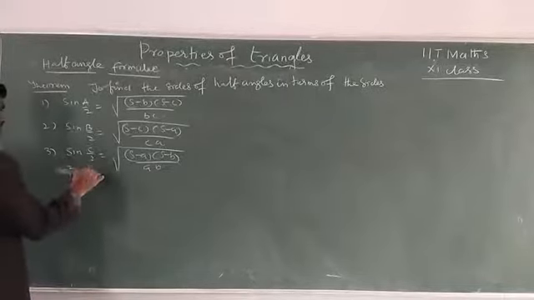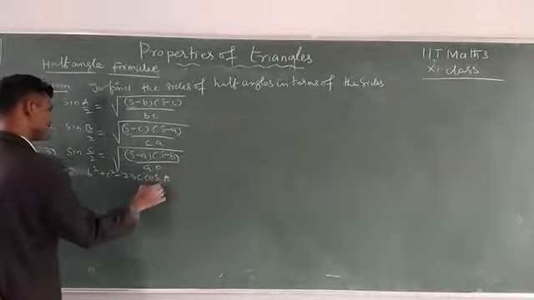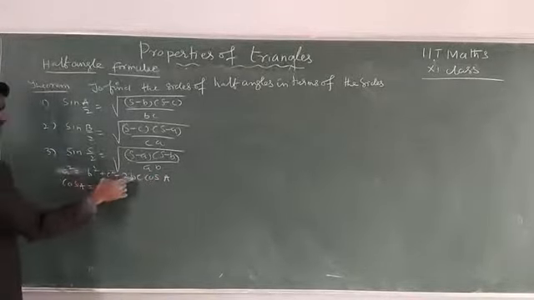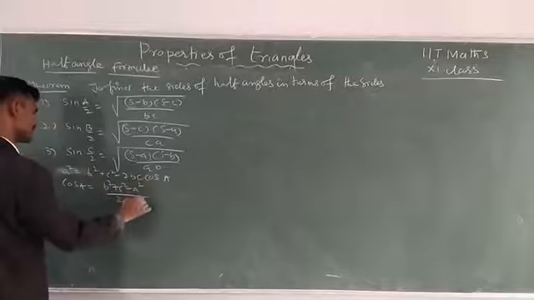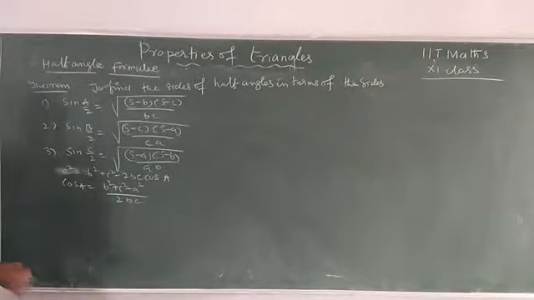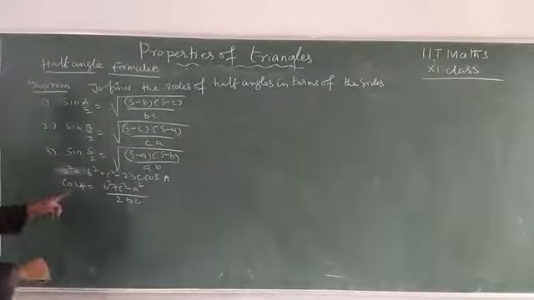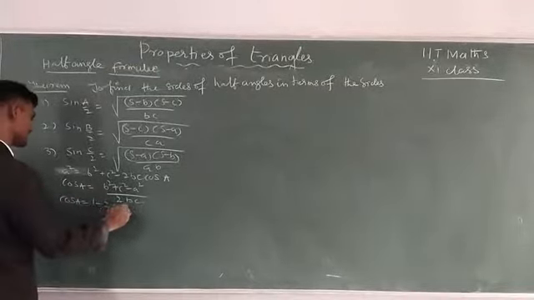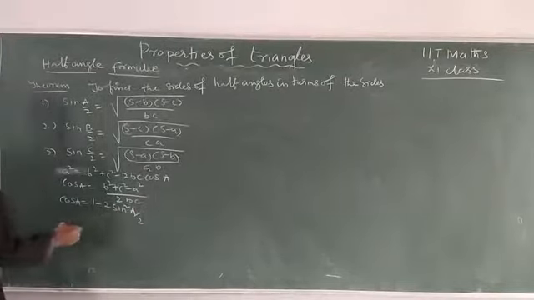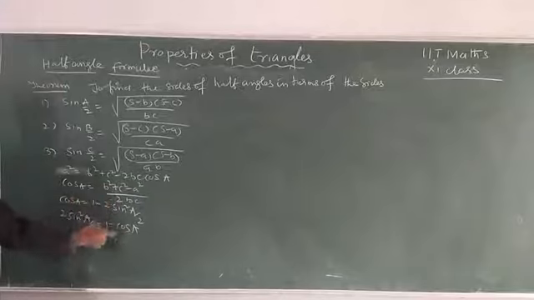a square is equal to b square plus c square minus 2bc into cos A. Now I want cos A. Cos A is equal to b square plus c square minus a square by 2bc. This is cos A. Now cos 2A in terms of sine means 1 minus 2 sin square A. Here you can write cos A is equal to 1 minus 2 sin square A/2. Then 2 sin square A/2 is equal to 1 minus cos A. Then we already know cos A, so you can substitute here.